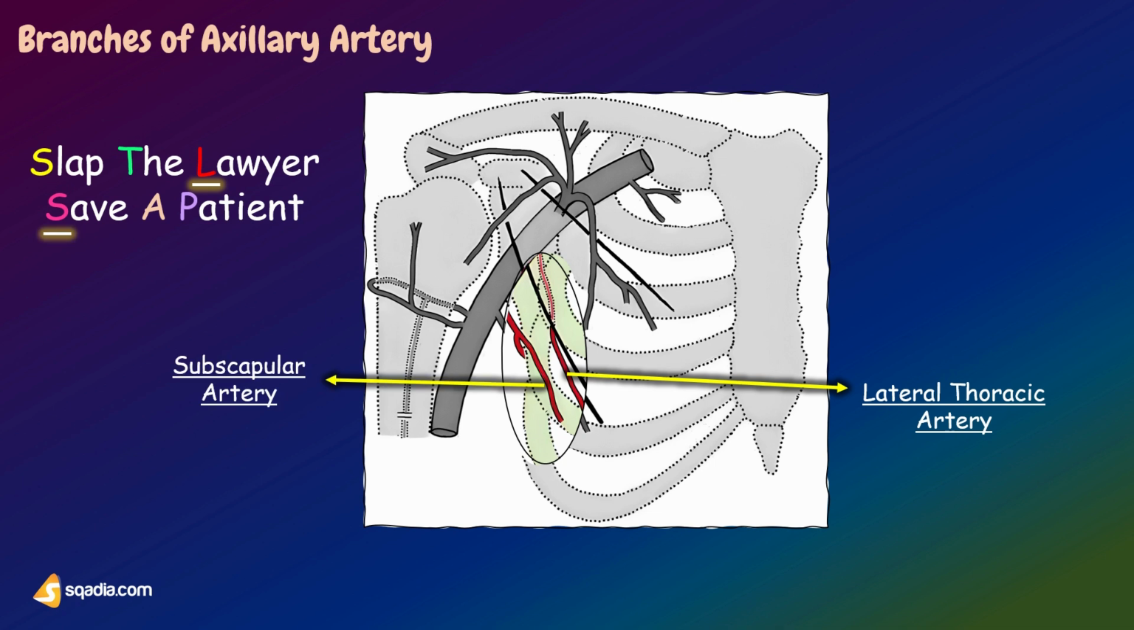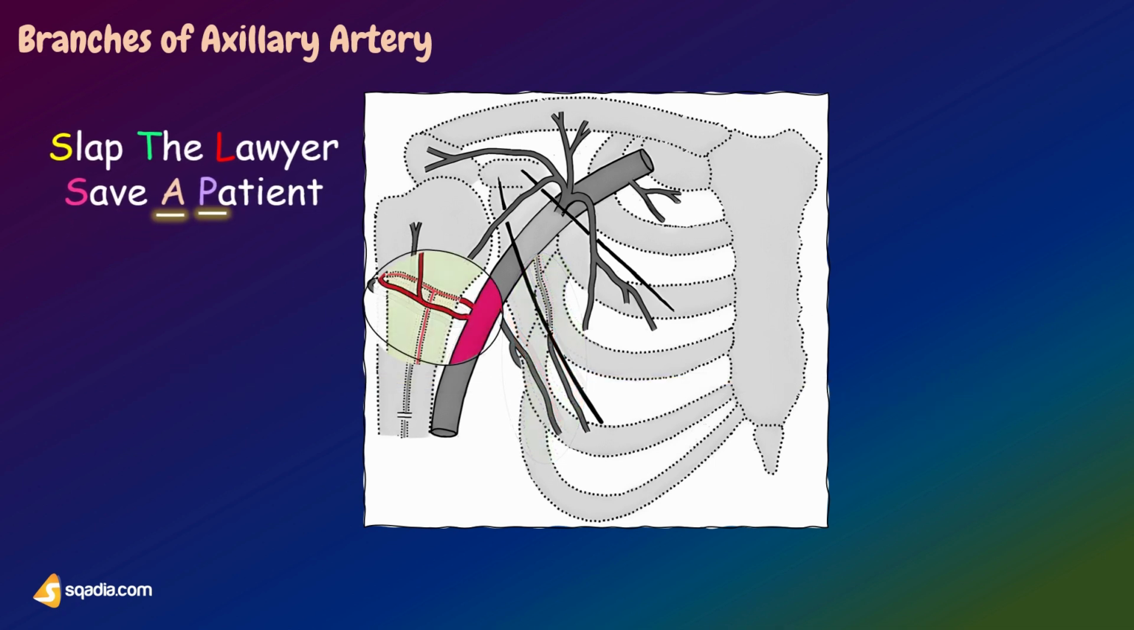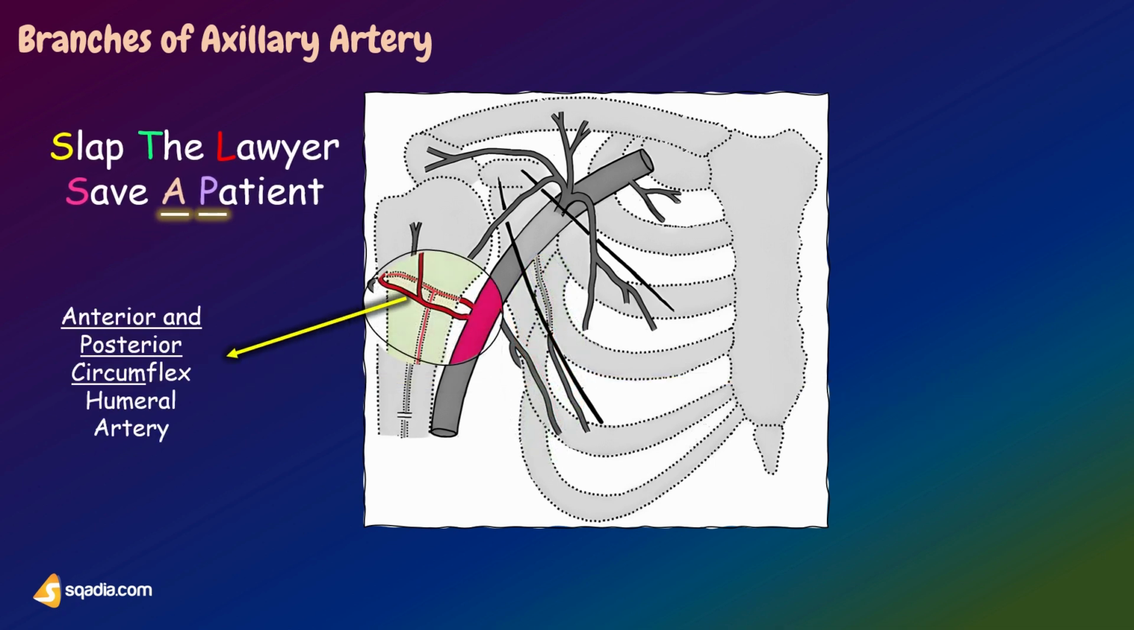S is for subscapular artery, which runs along the lower border of the subscapularis muscle. And P is for anterior circumflex and posterior circumflex humeral artery. They wind around the front and the back of the surgical neck of the humerus.